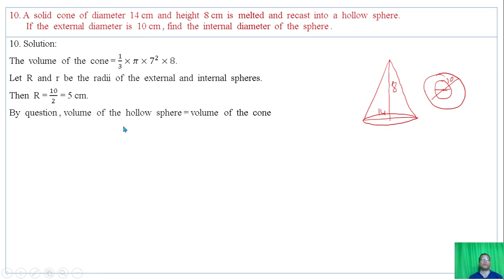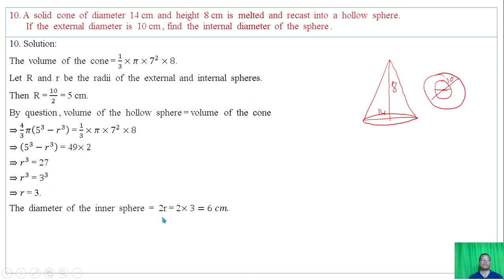By question, the volume of the hollow sphere is equal to the volume of the cone. Volume of the hollow sphere is 4/3 pi (5 cube minus r cube), and the volume of the cone is 1/3 pi r square h. Solving, we have r equal to 3. The diameter of the inner sphere is twice r, which is 6 centimeter.